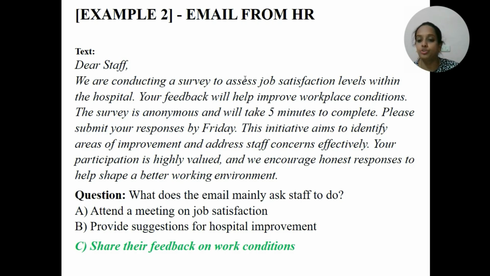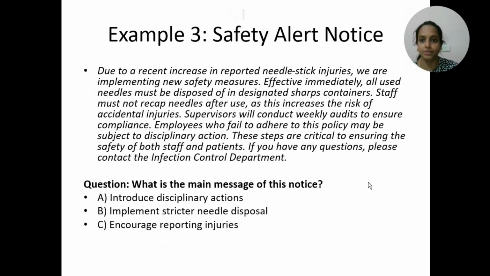It is not asking to attend a meeting on job satisfaction, or providing suggestions for hospital improvement. Got it? Now let's move on to another example. It's a safety alert notice.